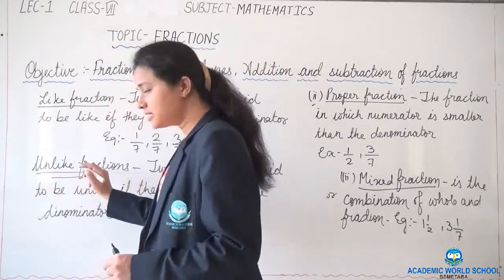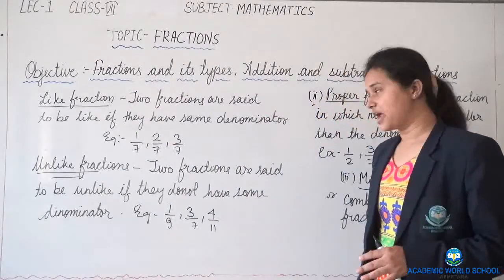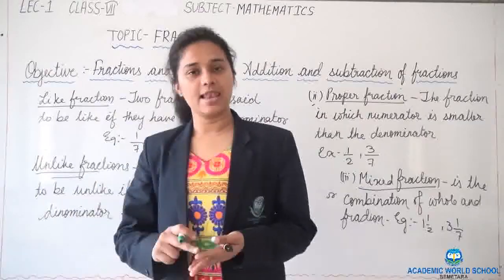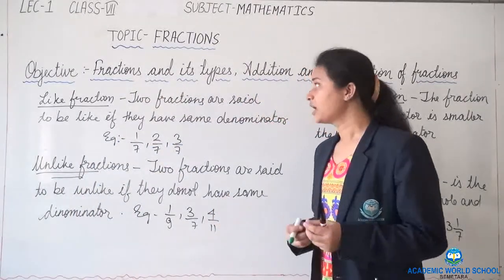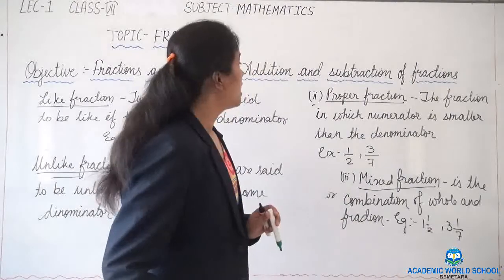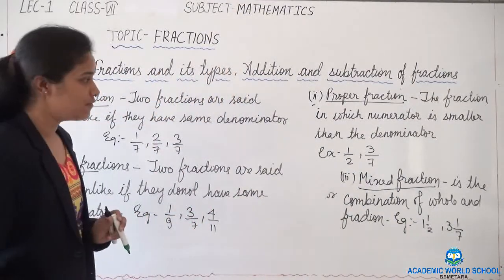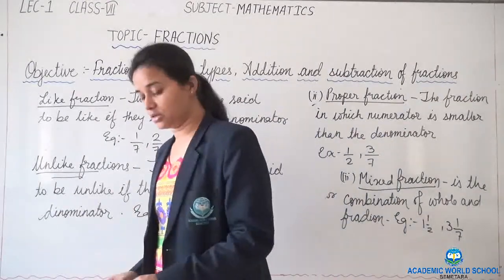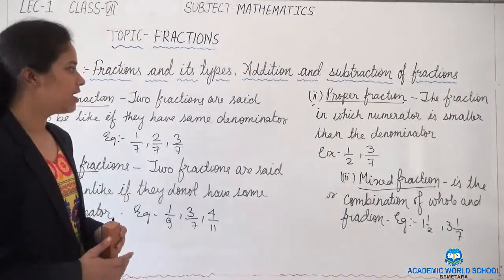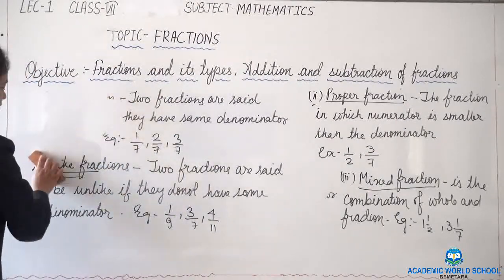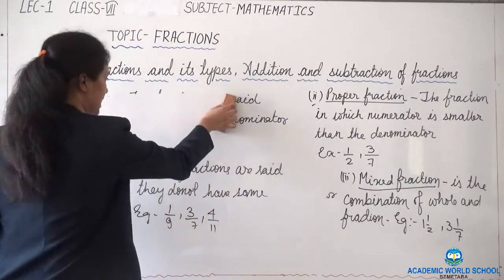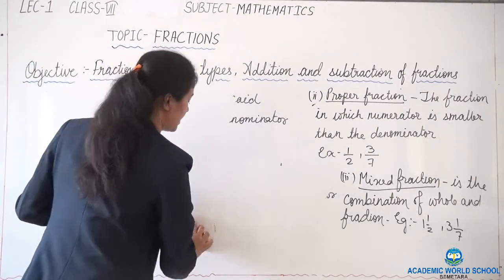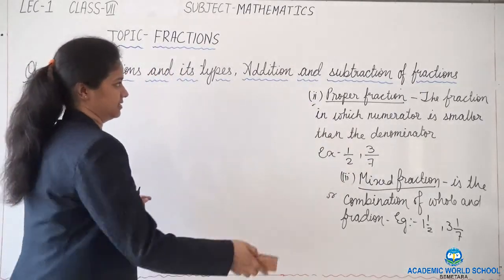So, students, just now we read 5 types of fractions. What were they? Proper, improper, mixed, like and unlike. The next topic is addition and subtraction of fractions. To add or subtract any fraction, we need to find the LCM. Means, for first we need to see that whether the two fractions whatever we have taken are like or unlike.